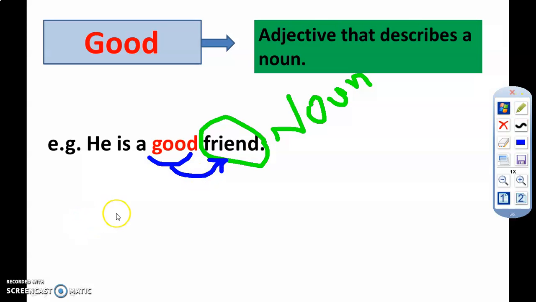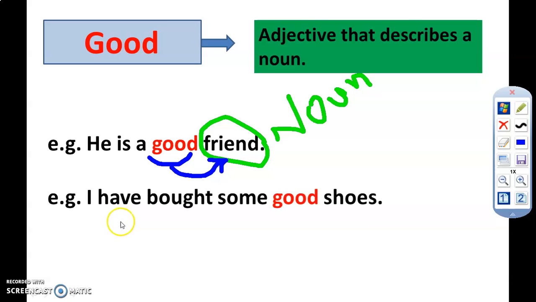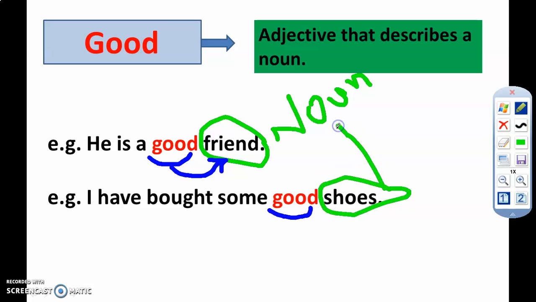The second example: I have bought some good shoes. The same thing here. I have the adjective good, and I have the noun shoes. Shoes is a noun. This adjective good tells me about these shoes, or this noun.